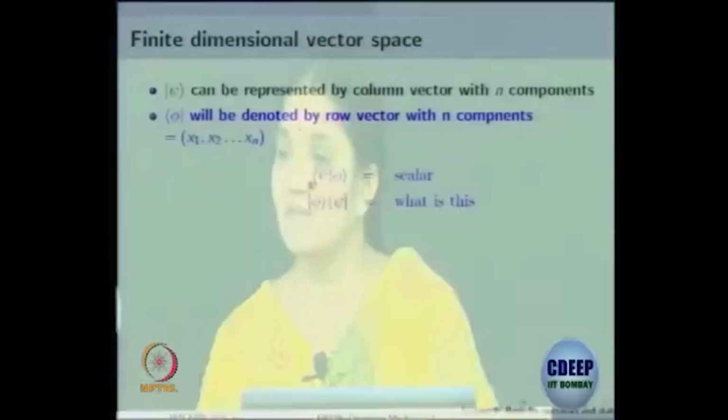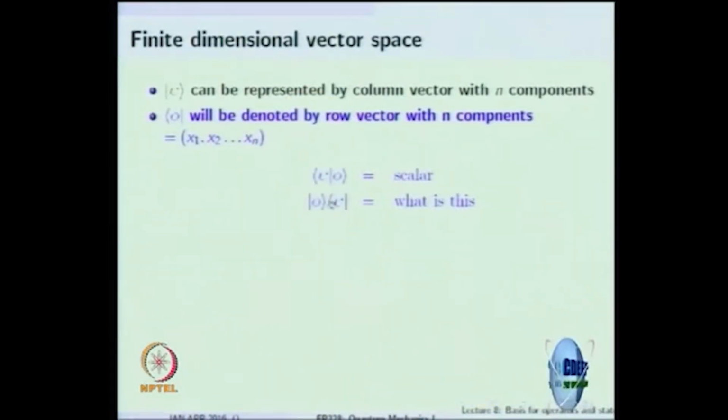So in some sense, in the Dirac notation, the outer product can be treated like an operator, which can be represented by n cross n matrices. Representation means what? It is like giving a color to something. I represent this by a blue color, I represent this by a green color, something like that.